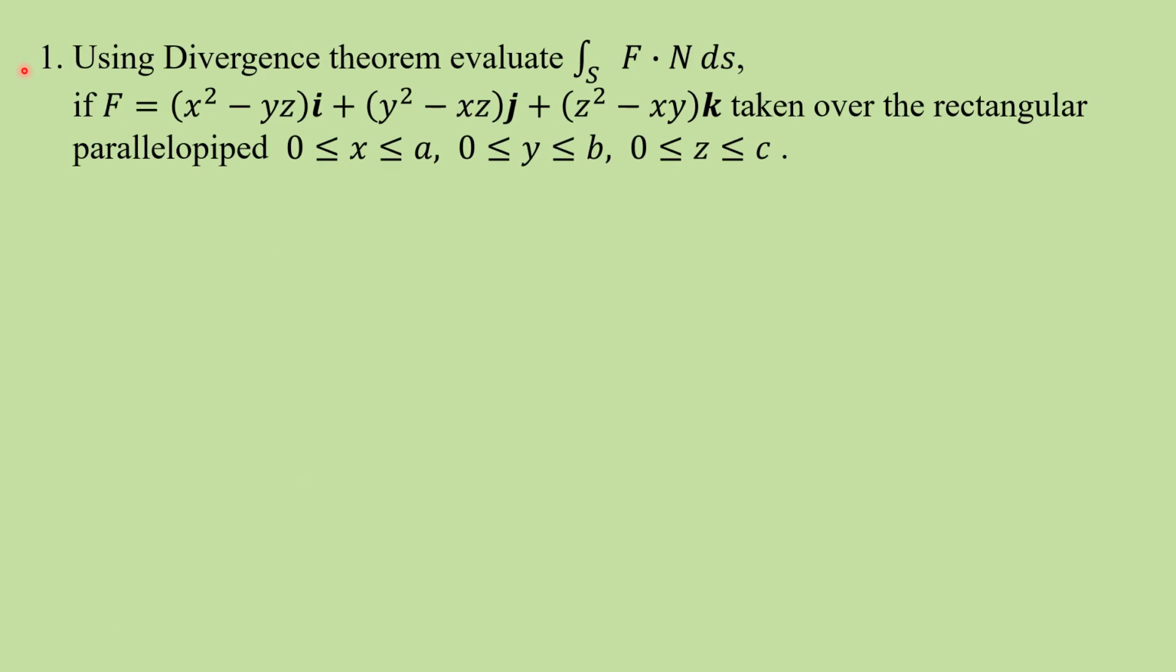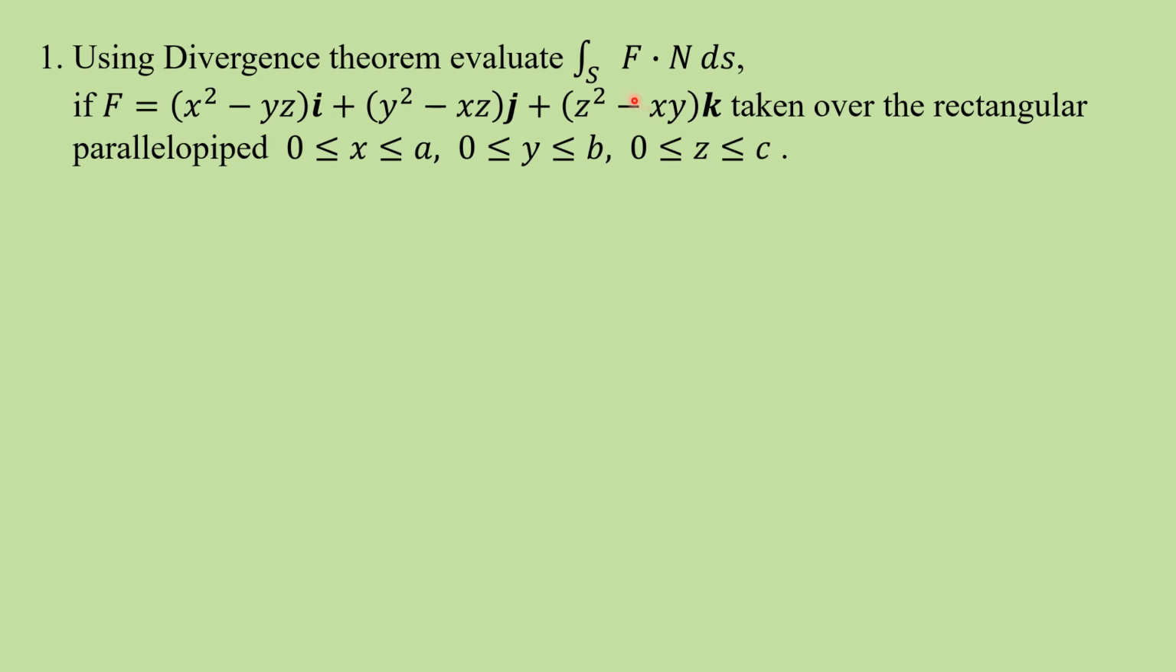Now let us take some problems on Gauss divergence theorem. The first one: using divergence theorem, evaluate the surface integral of f over s if f equals x square minus yz i plus y square minus xz j plus z square minus xy k, taken over the rectangular parallelepiped 0 less than or equal to x less than or equal to a, 0 less than or equal to y less than or equal to b, and z varies from 0 to c.